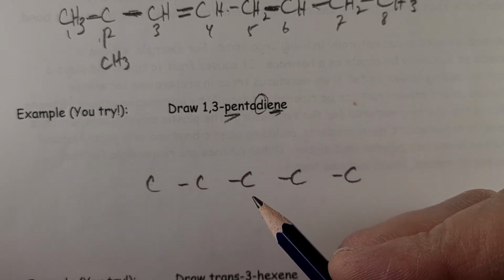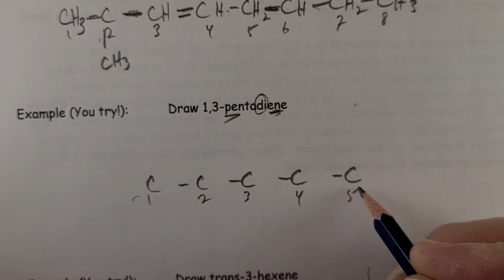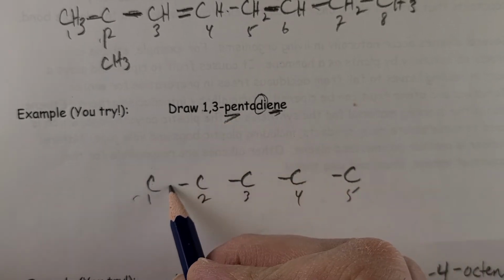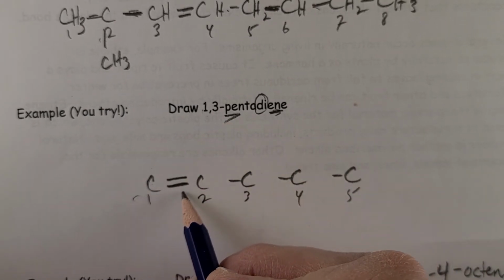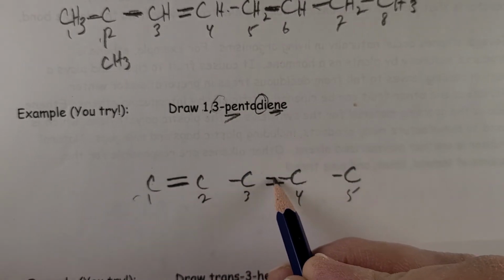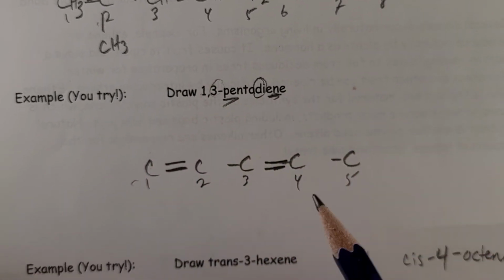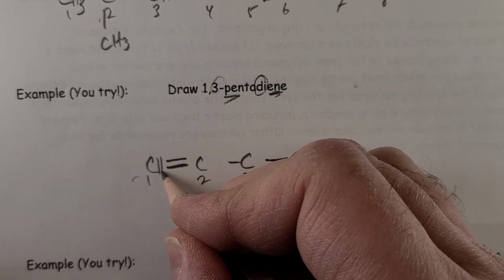And notice there's a di there. So at positions 1 and 3, there will be double bonds. So 1 is where the start of the first double bond is, and then 3 is the start of the next double bond. And that's it. There's no methyl or ethyls attached, so we just have to add the H's.